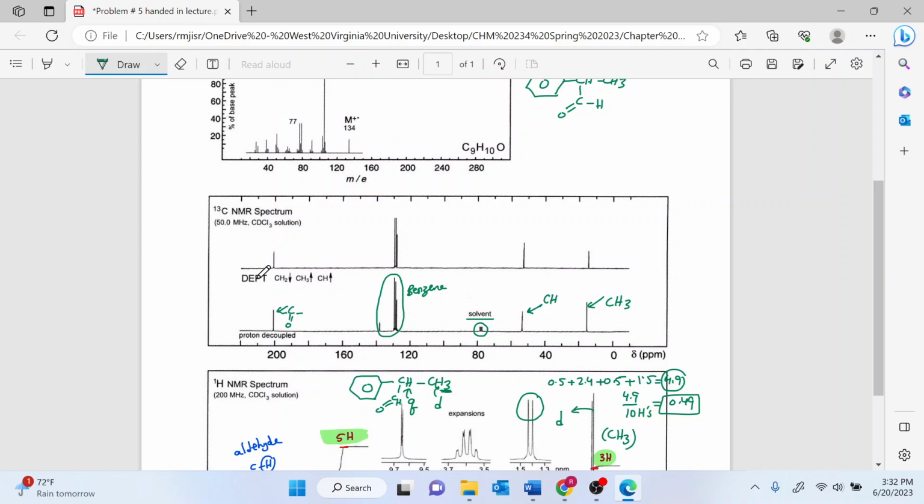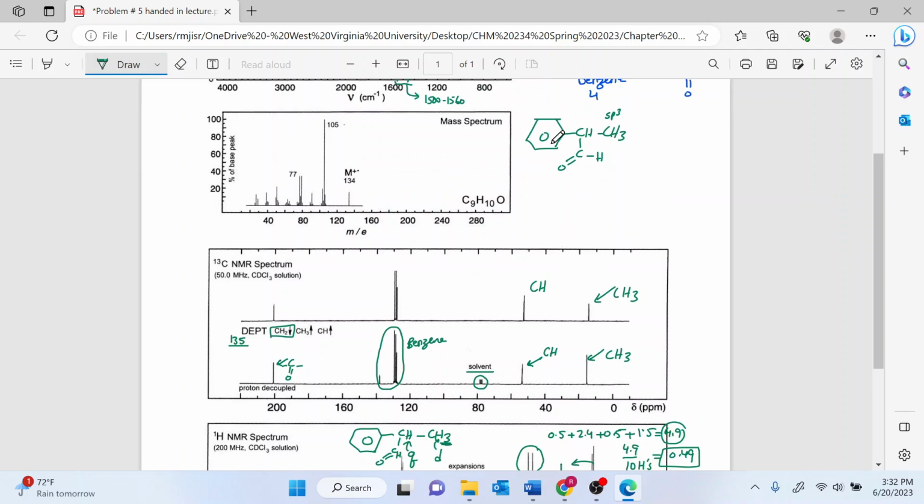Now, when you run the distortionless enhancement by polarization transfer, which is the DEPT 135, some of the peaks are going to show as positive peaks. Some of them will show as negative peaks, and some of the peaks will disappear. So over here, I do have my two positive peaks in there. Then this is an indication definitely that I have a CH3 and I have a CH. Since I don't have any negative peak, this means that I do not have a CH2 in there, which is consistent with my structure.